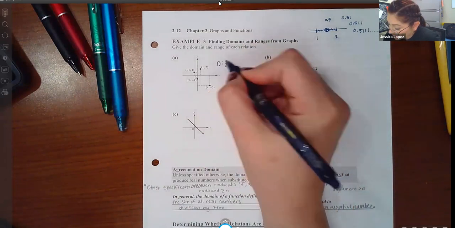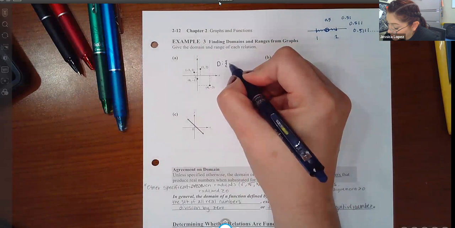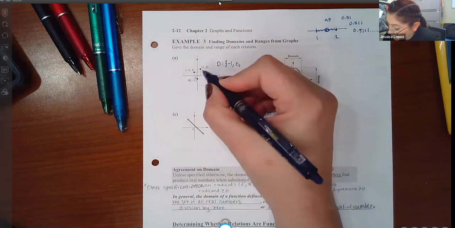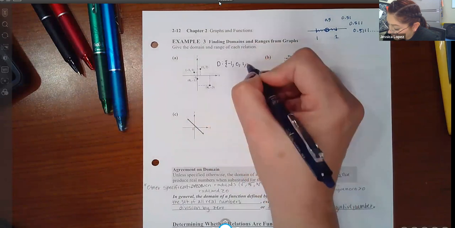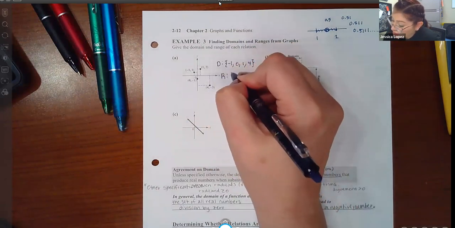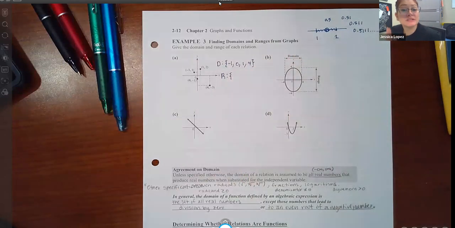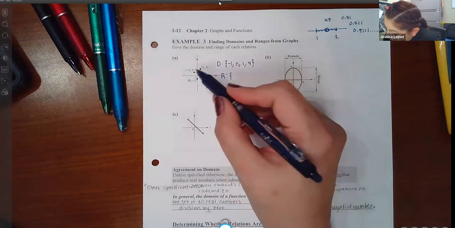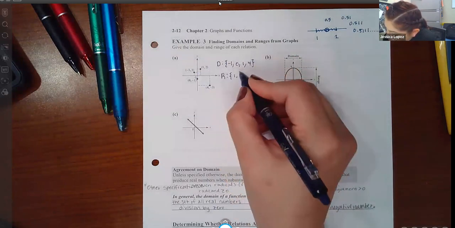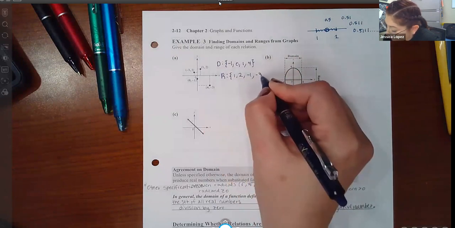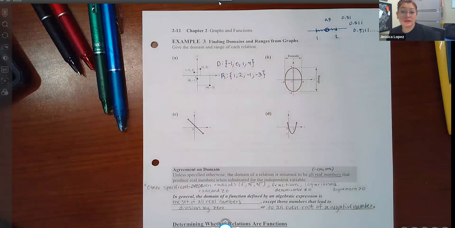D stands for domain. And I'm going to plug in just the x values. So -1, 0, 1, and 4. And then when I do my range, that's also a finite set. So I'm going to list these numbers, these y values. I have 1, 2, -1, and -3. And so that is my range.